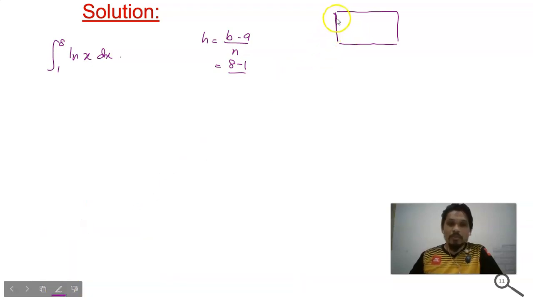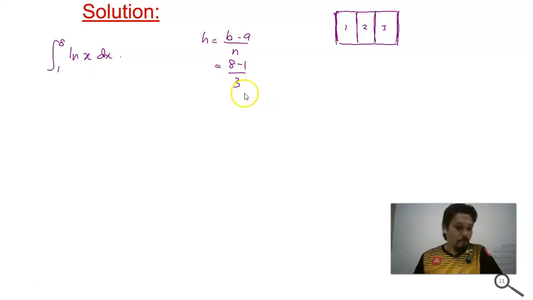Okay, ordinates 1, 2, 3, 4. So these are the ordinates, and from these 4 ordinates form 3 strips: 1, 2, 3. So with 4 ordinates, the strips is 3 here. Okay, the strip is 3. So 8 minus 1 equal to 7 divided by 3.